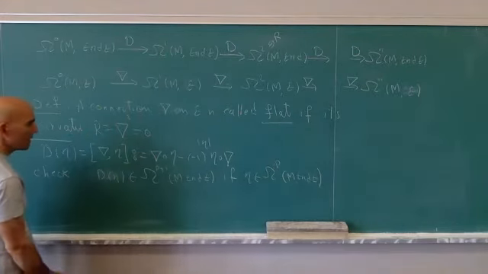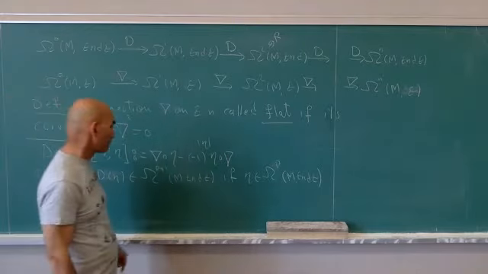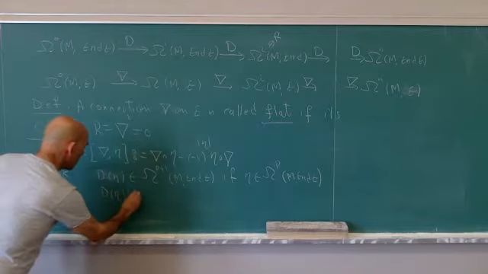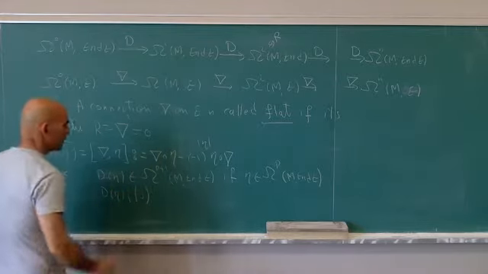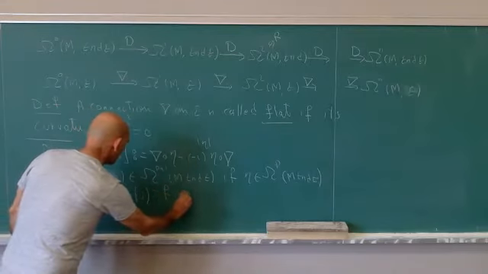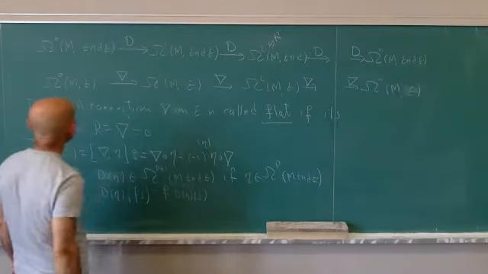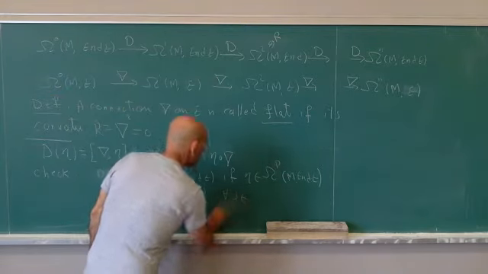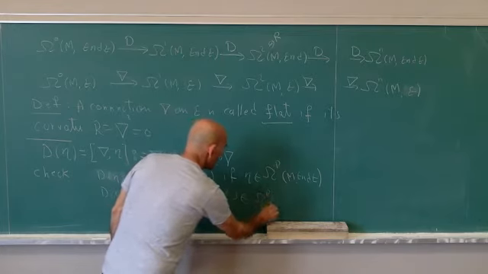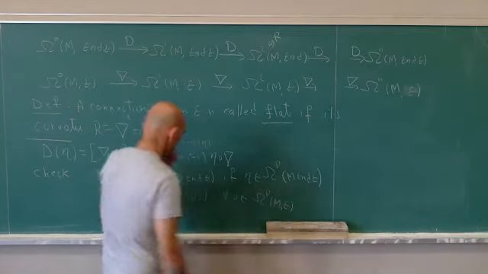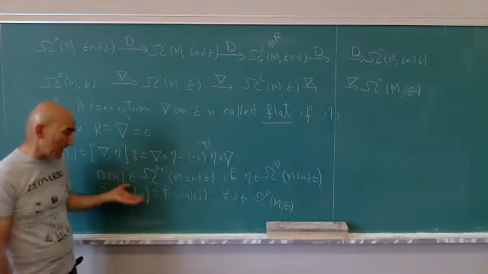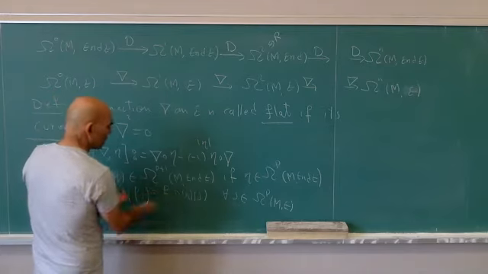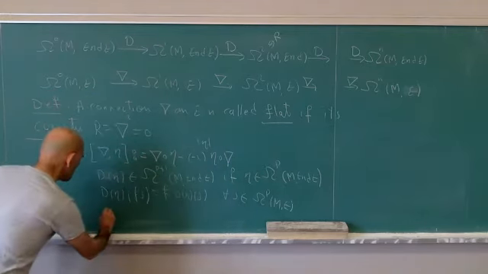So this basically means that we have to check that the eta of some fs is really equal to f the eta of s for any section, I mean now for any s belonging to omega p of m and e. At this stage, I agree, this is getting a bit too abstract, but this is easy again to check using these rules.